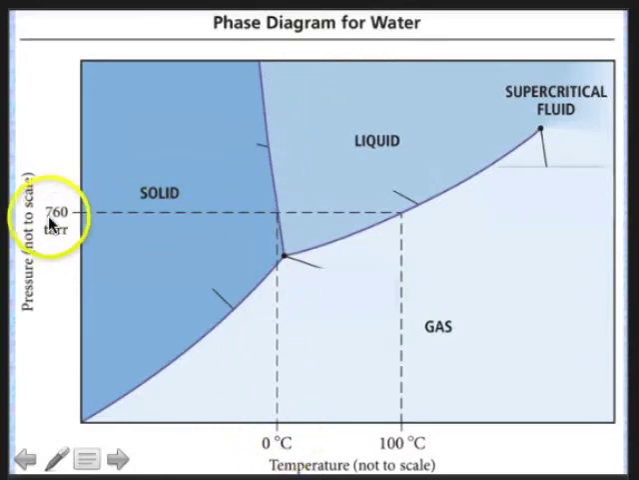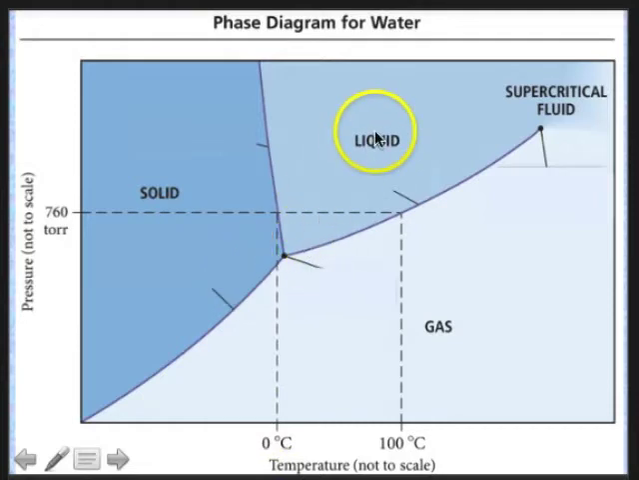And of course, at 1 atmosphere, water freezes at 0 degrees Celsius. So the intersection is right there. But if we wanted to know when water would boil at a higher pressure, we'd just look on the phase diagram and drop down to the corresponding temperature.